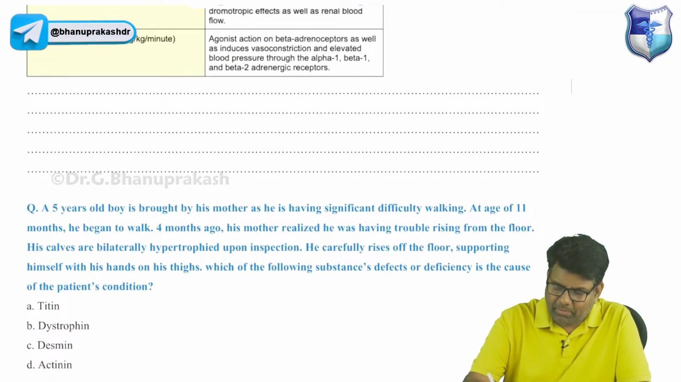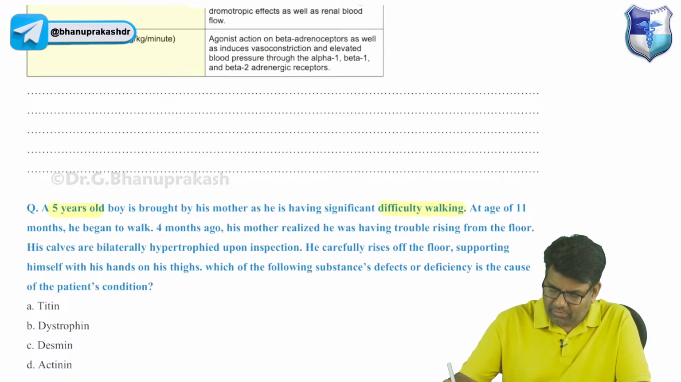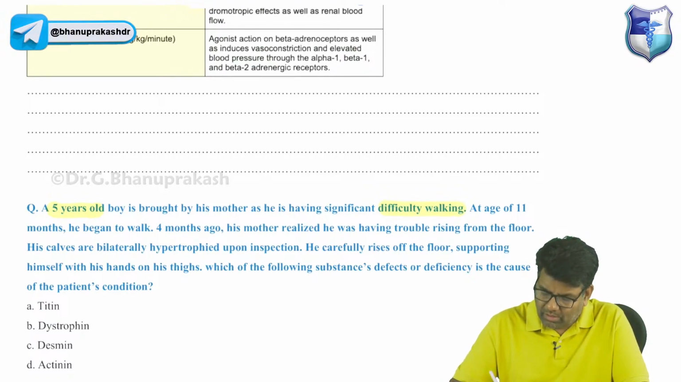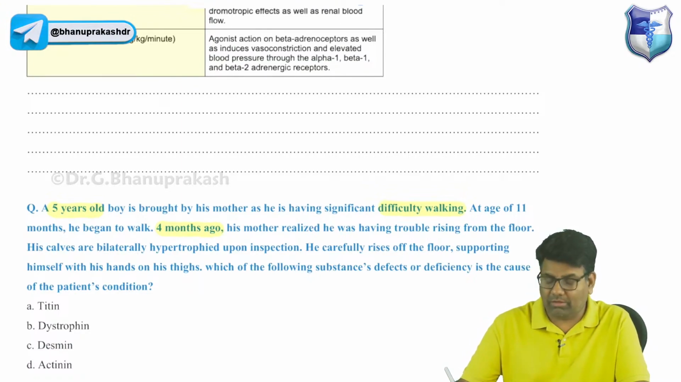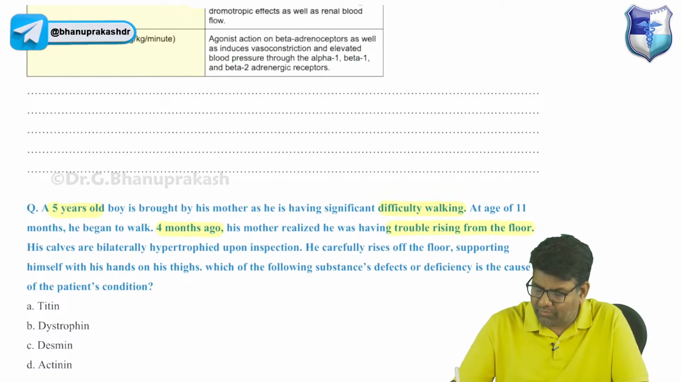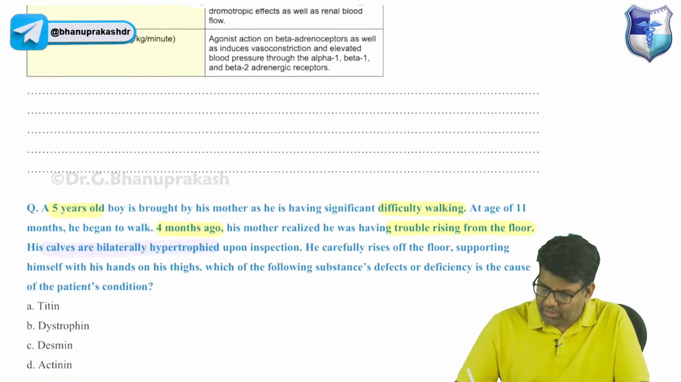Now, next question. A 5-year-old boy is having difficulty in walking, right? And 4 months ago, his mother realized that he is having trouble in rising from the floor. This is important. Calves are bilaterally hypertrophied, and whenever he rises off the floor, he supports himself with his hands on the thighs.